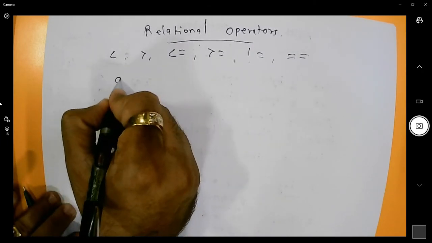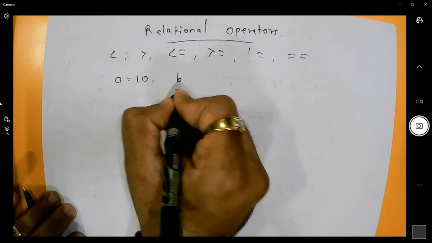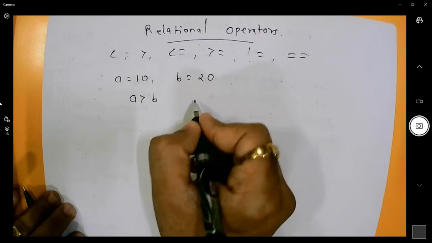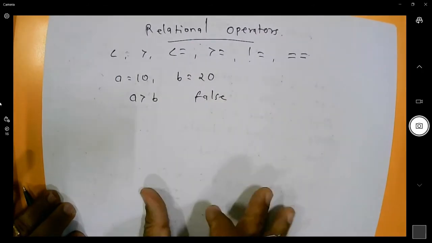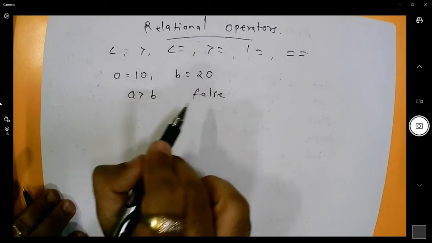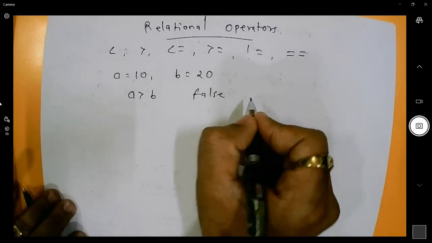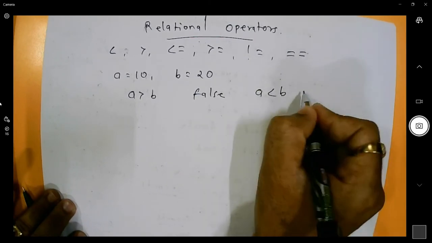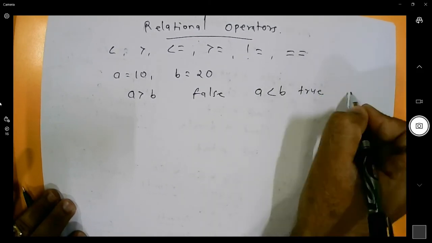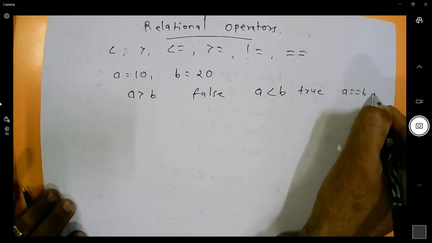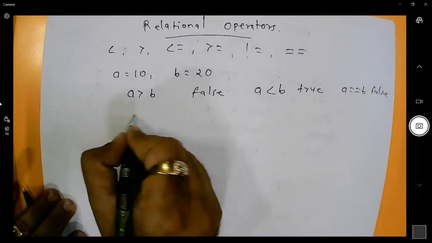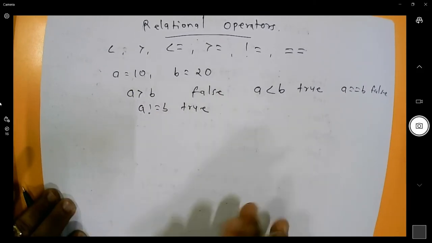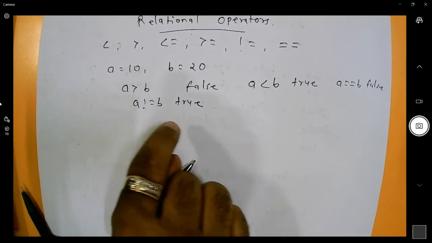For example, if I have A equal to 10 and B equal to 20, and now I write A greater than B. No, so it will return false. So these operators will return either false or true. A is not greater than B. Is A less than B? Yes, then it will return true. Is A equal to B? No, then it will return false. Is A not equal to B? Yes, A and B are not equal, so it will return true. So students, you can just check like this.